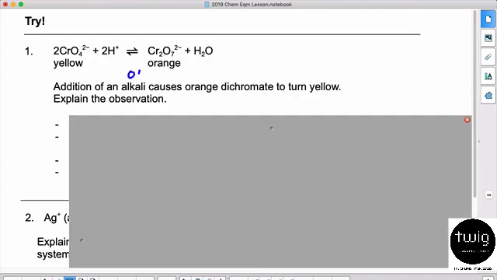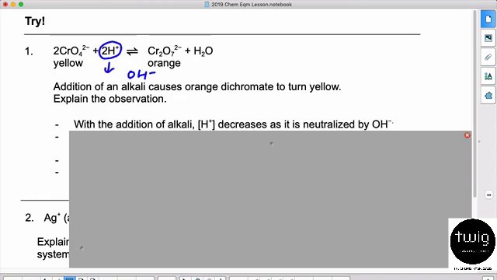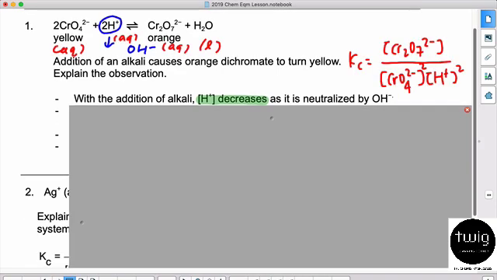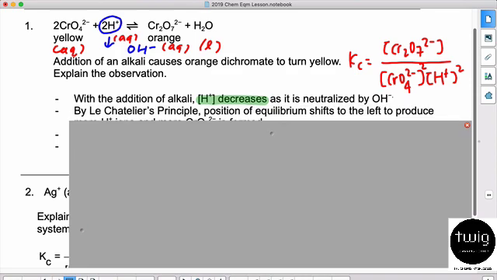What will the OH minus react with? Tell me very quickly. Yes, H plus. So what happens to H plus concentration? Decrease. Okay, so that's the first statement you have to write. With the addition of the alkali, it will react with the H plus, right? Then the H plus concentration drops. So the first thing I expect you to write is concentration of H plus decreases. You must be able to see that the OH minus reacted with H plus. Concentration drops, right? So you must say when H plus concentration drops, by LCP.